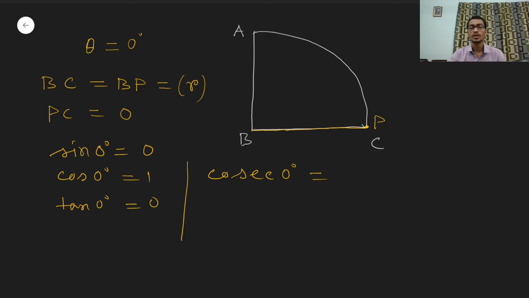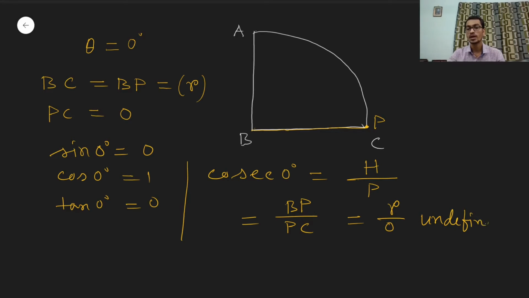To clear your confusions, by definition, cosec 0 degree equals hypotenuse by perpendicular. Here hypotenuse is BP and perpendicular is PC. Hypotenuse is of length R, and PC equals 0. So some non-zero quantity R by 0 is undefined, or sometimes you may call it infinity. Actually, when some non-zero quantity is divided by 0, that quantity is undefined.